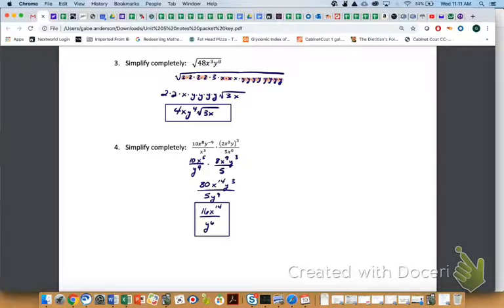And number 4, let's see here. And then 10x over y to the 9th. Yup. 80x to the 14y cubed over 5y to the 9th. Yeah, that all looks good. I think that's right. 16x to the 14th over y to the 6th. I think both are good.